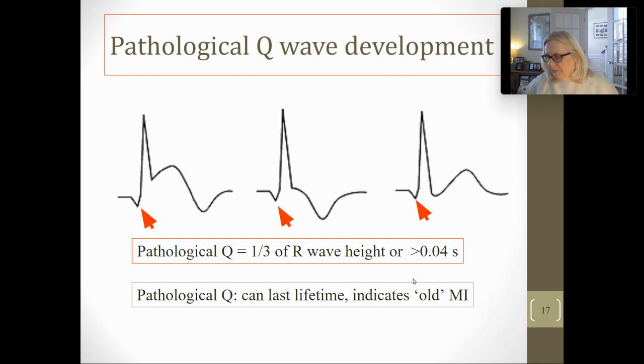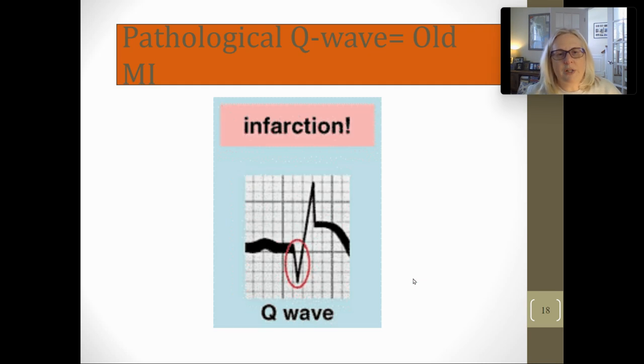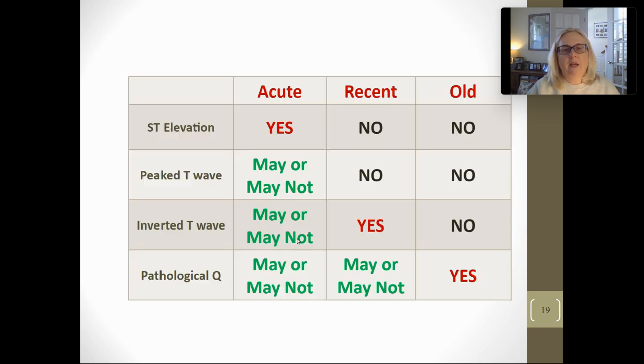Okay. All right, so I like a good chart. So actually, this is just showing you what pathological Q would look like. If we had a pathological Q, it looks much deeper and wider. Okay, that's kind of what it looks like there. All right, I love a good chart. Charts summarize a lot of things. So these are the different things that you will or may not see on an EKG.